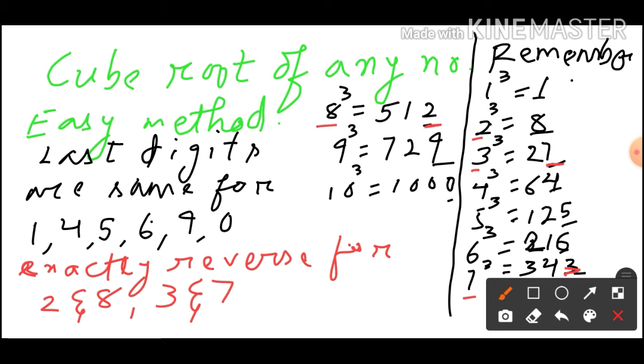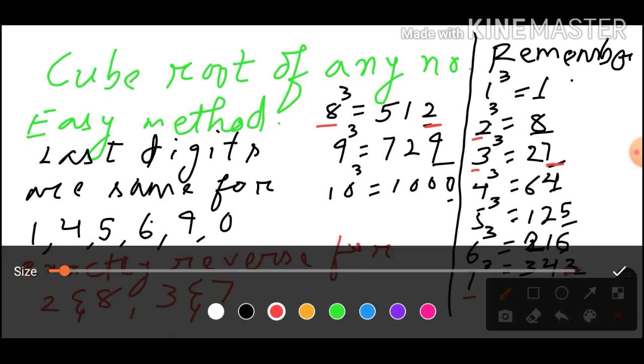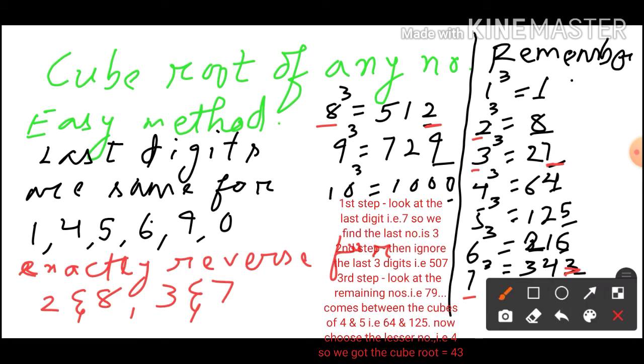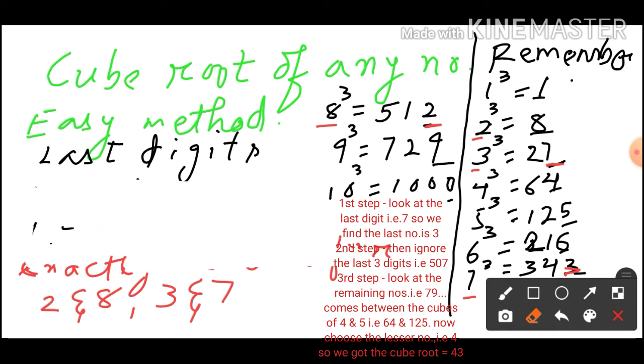After remembering the last digits, the first step is you have to check the last digit. Then you can get the number. Let's take one number. Let's rub all this.